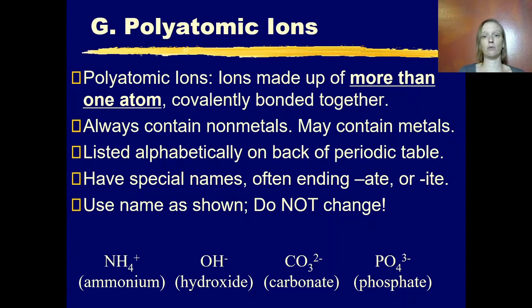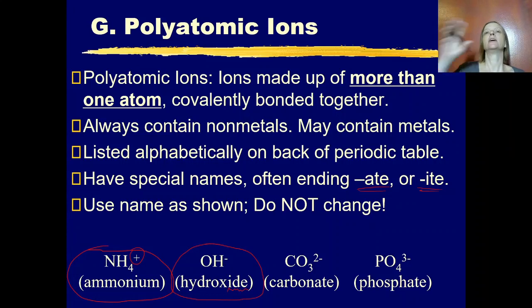Don't try to change the ending to ide. Here I've shown you 4 quite common polyatomic ions. Ammonium is special because it is really the only positively charged polyatomic ion you're going to need to use in this class. Hydroxide is noteworthy because it does not have that special ending ate or ite. It has the normal ending ide that all the monatomic ions have. So you just need to remember that special name. When you see hydroxide, know that it is a polyatomic ion, so you have to look on the back of your periodic table for that one.